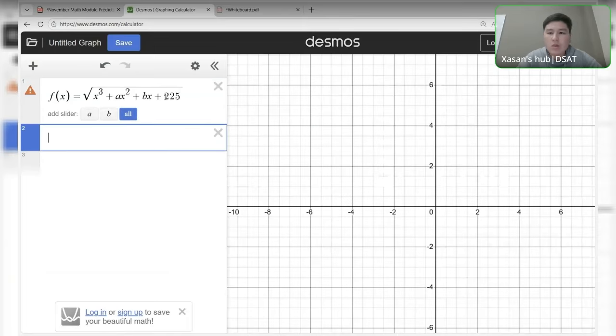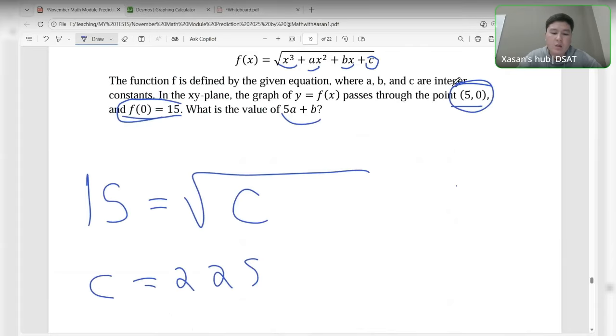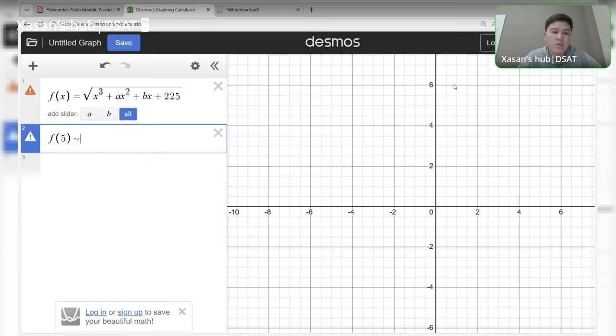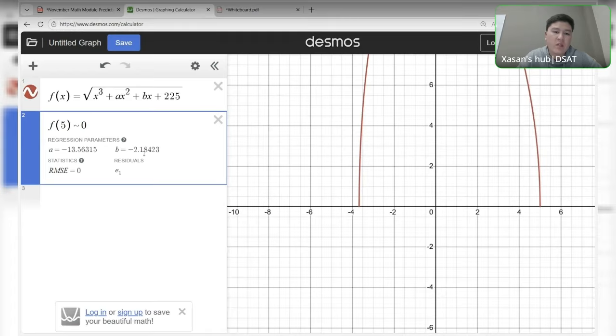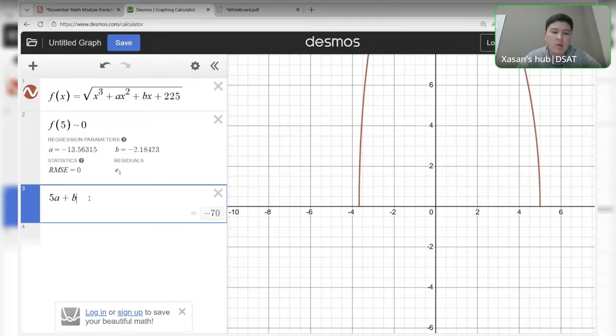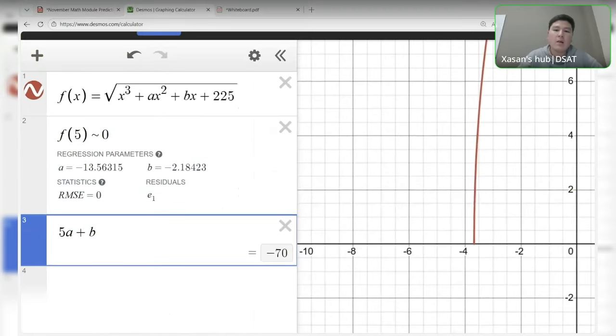And then, guys, you can just use this point, f of 5 equals 0. That's showing us the values of a and b, and the question is asking 5a plus b. So the final is -70. As you can see, first we found the value of c, and I don't know why, I tried that method, just writing the value of c and entering 2 points, but it didn't show. So therefore, we find the value of c firstly, and then enter the points to find a and b. So 5a plus b equals -70. That's all, guys. This is the solid Desmos way.